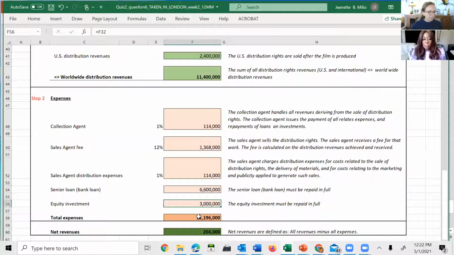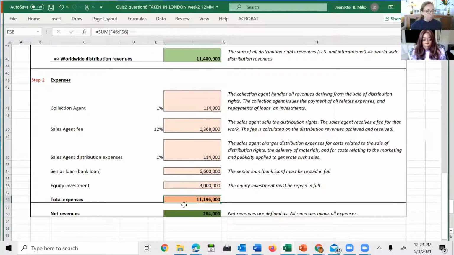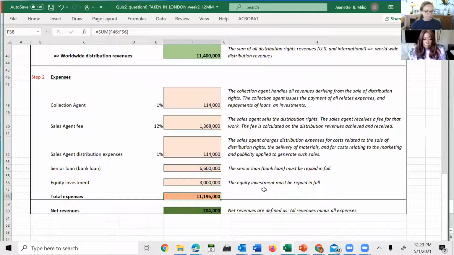So our entire expenses with all these people that we have to pay back, which is the people that we got money from up here, yes, is going to be 11,196. Our distribution rights revenues were 11,400,000. So I made 11,400,000. I have to pay 11,196,000 in expenses, and that leaves me with a net revenue of $204,000. That's all this is.